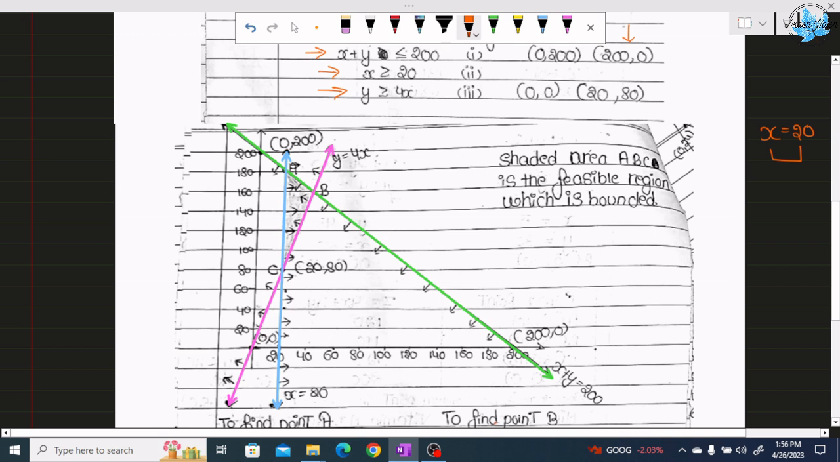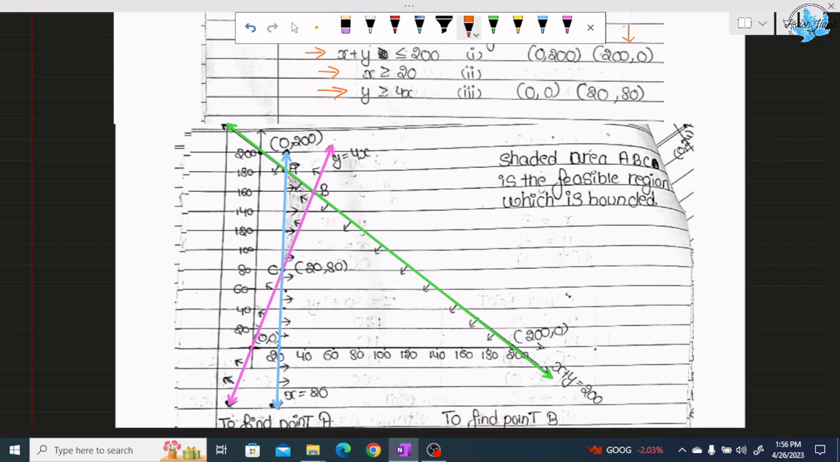Now we have to see the shaded area of the lines. The first equation is x plus y is less than or equal to 20. Now for the green line, consider the point at the origin. At the origin we know x and y are 0. When x and y are 0, if it satisfies the equation, it means the shaded portion is towards the origin. We can see it satisfies the equation, so the shaded portion will be towards the origin. So you will make the arrow towards the origin.